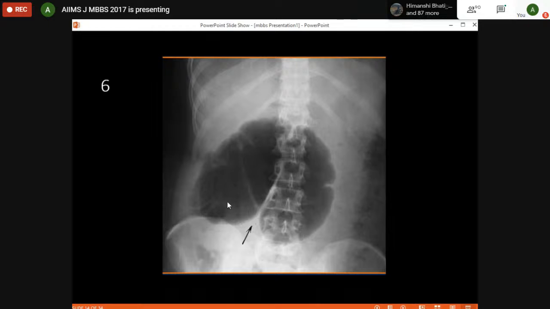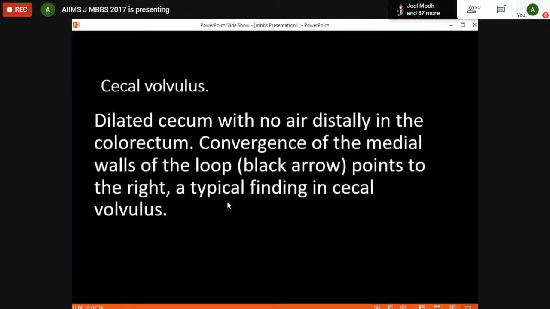So you have to also look at the orientation, coffee bean sign. That is the basic. It's good that you know about it, but you have to differentiate. Many times you see a kidney bean appearance in cecal volvulus and a coffee bean appearance in sigmoid volvulus. So you have to be careful about the orientation. So this is a cecal volvulus. Not much to tell. I think cecal volvulus is a very common thing. All of you must be reading about it.